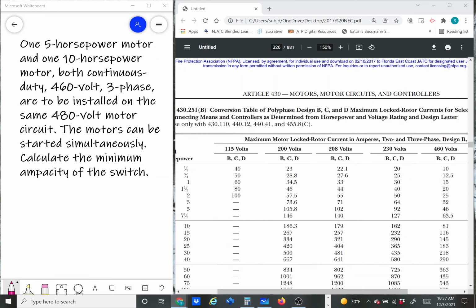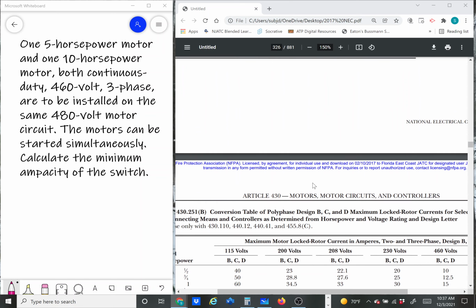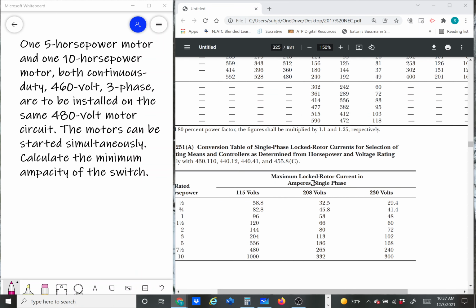Because I'm looking for the minimum ampacity, I have to use my regular table amps. I don't have to do anything with locked rotor current. All I really have to do now is, since I have a three-phase motor, I can't use nameplate amps. I wasn't given them anyway, but I can't use nameplate amps even if I was given them. I've got to find them on my three-phase table.